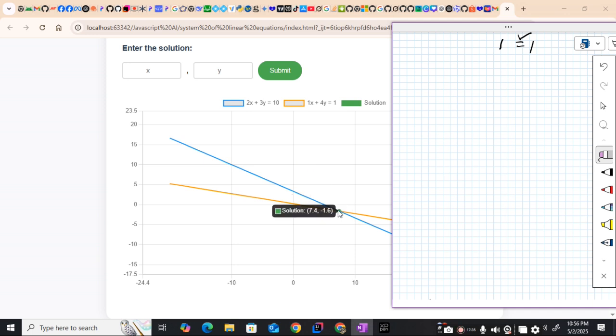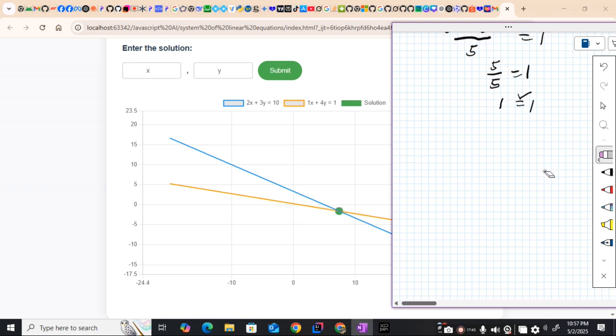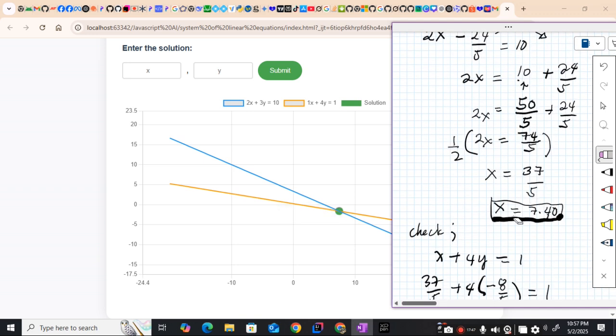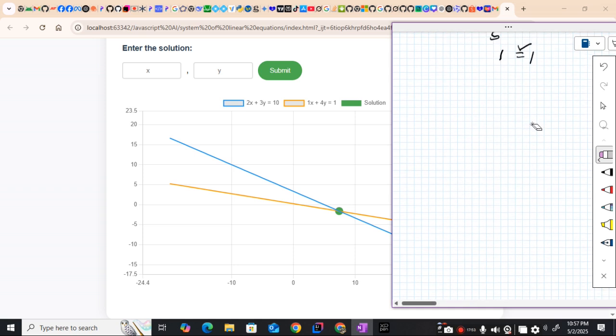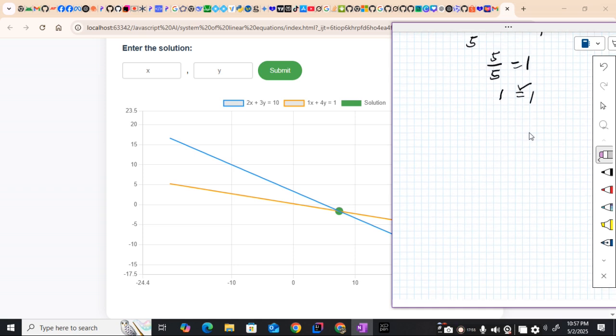In the graph that is provided here, we have the intersection. It's marked by the green circle. It's indeed 7.4 and negative 1.6, just as what we have solved here, which is x equals 7.4 and y equals negative 1.6. But we want to graph it and verify if this is correct. So all we need to do now is assign several values.